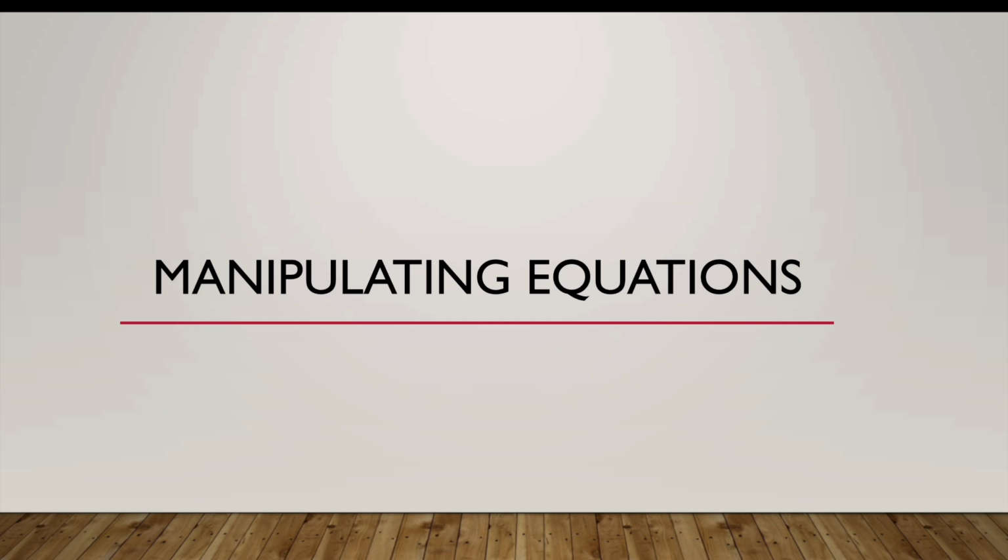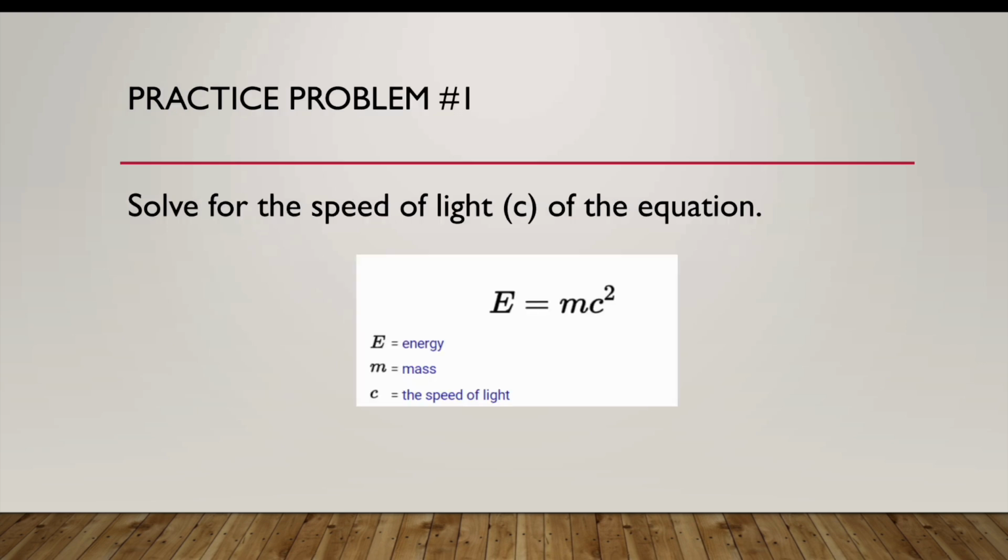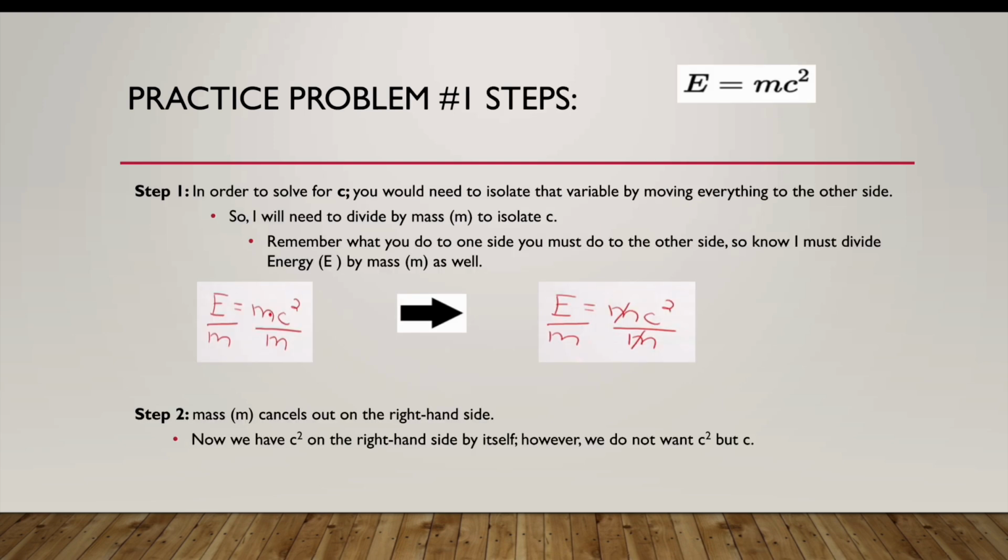Next, let's take a moment to consider how we can manipulate an equation. In algebraic thinking, you will often need to isolate the variable that needs solving. This can also help us to keep track of the units and prevent mathematical mistakes. The first thing we want to do is a practice problem. So in this equation, we want to solve for the speed of light, which is c. We'd want to take a few steps to solve for c, and we start by isolating the variable c.